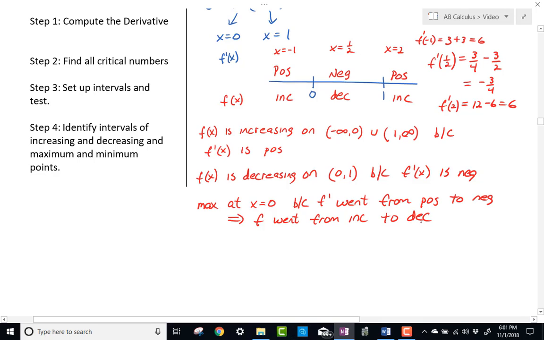Okay? So again, I'm using the information that I was given. I knew about f prime of x. I knew that f prime went from positive to negative. Therefore, f went from increasing to decreasing. So I know that there's a max at 0.